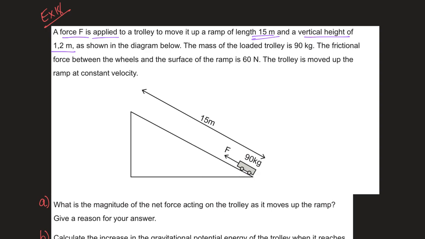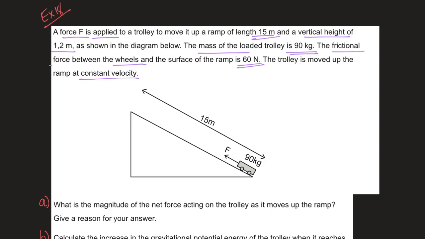We'll add in the information in a bit. The mass of the loaded trolley is 90 kilograms. The frictional force between the wheels and the surface, so that's friction, is 60 newtons, and the trolley is moved up at a constant velocity. Right, once we've got that information, let's get everything down. Make sure you write down all your information, and then we can start looking at the questions.